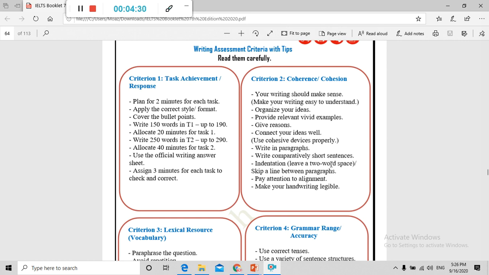Indentation, leave a 2-word space in the beginning of each paragraph. Skip a line between paragraphs. This is very important. Pay attention to alignment. Make your handwriting legible so it can be read easily.